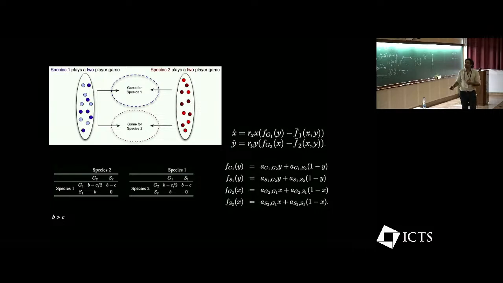The specific game that they looked at was a version of the snowdrift game, right, with B larger than C, and this is how the fitnesses look. So the fitness of one of the types in species 1 depends on Y and 1 minus Y, which comes from the other species. This is a framework that you might have seen before.